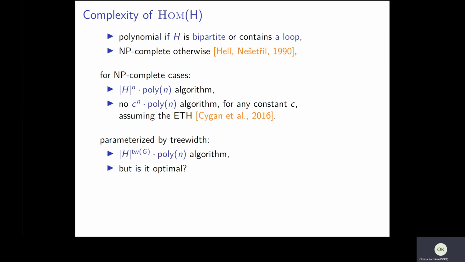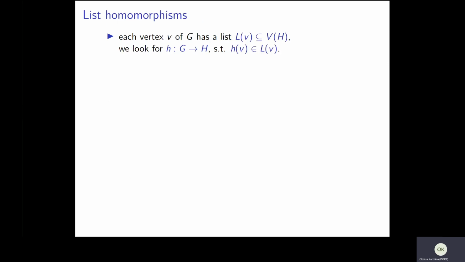And in our work here, we consider a further generalization of this hom H problem, in which each of the vertices of the instance graph is additionally equipped with a list of vertices of H, to which it can be mapped. So it's just an analog of list coloring, in that we only allow v to be mapped to some subset of vertices of H.